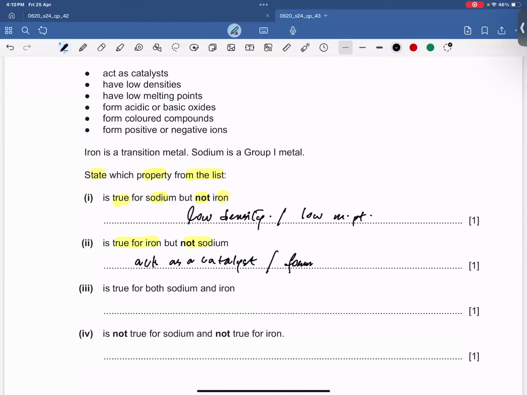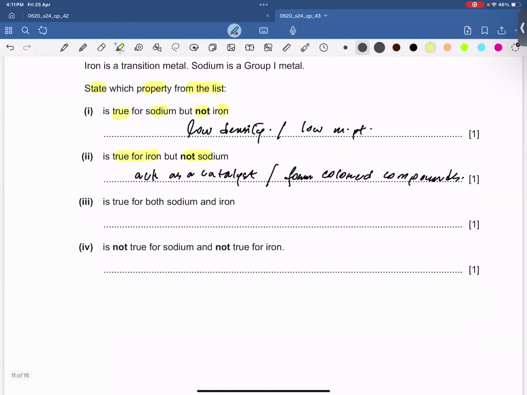Form colored compounds. Is true for both sodium and iron.